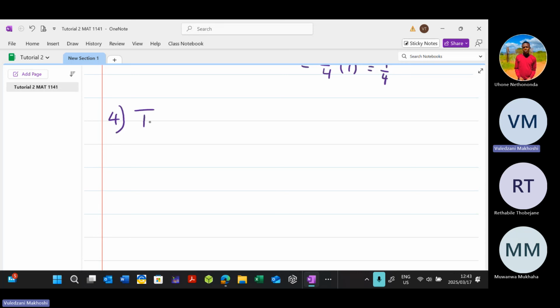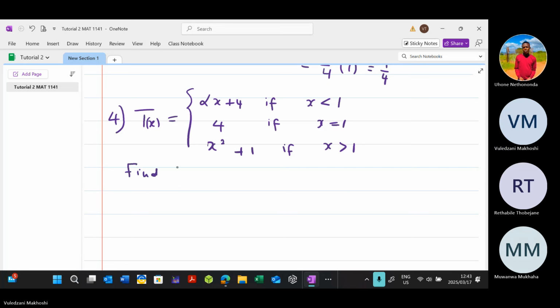We are given a piecewise defined function t of x equal to alpha x plus 4 if x is less than 1. It will be 4 if x is equal to 1. And it will be x squared plus 1 if x is greater than 1. So what are we supposed to do? We must find the value of alpha such that the limit of t of x when x is approaching 1 exists.